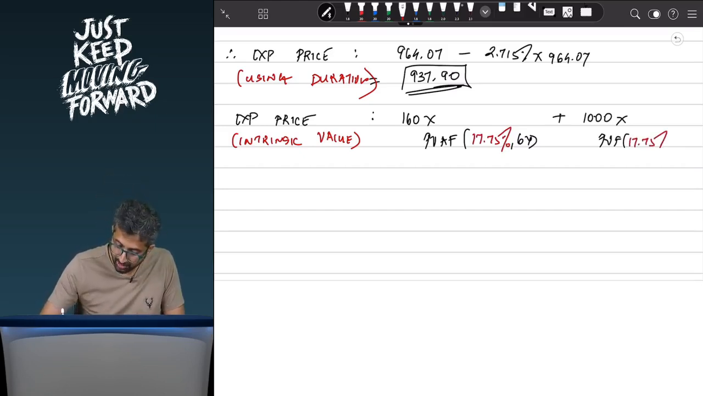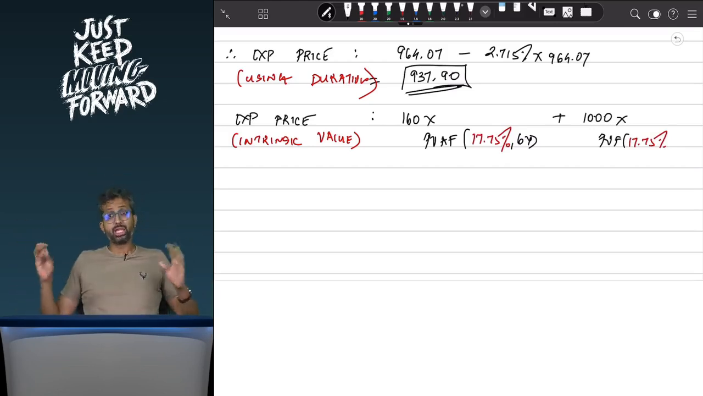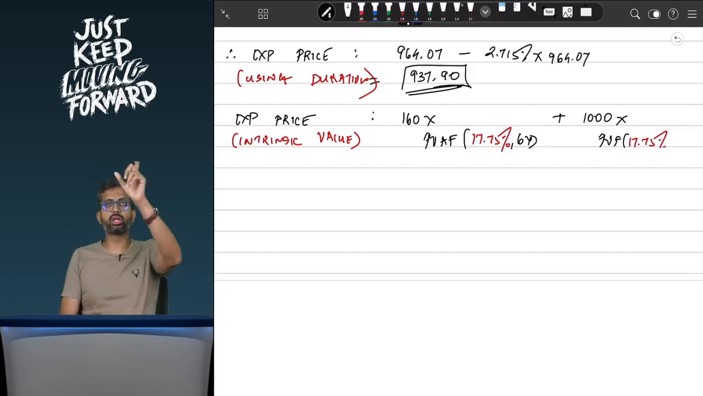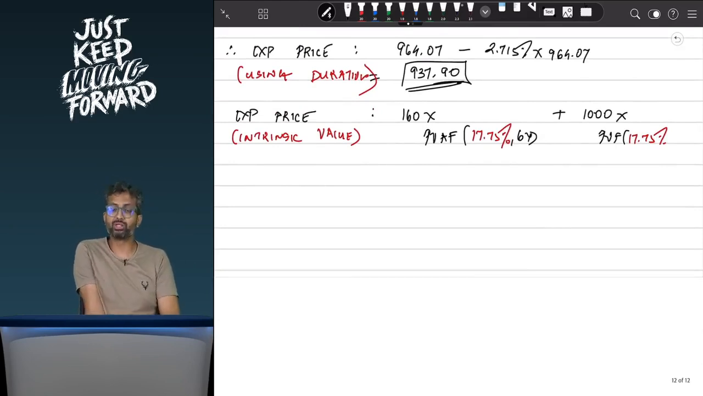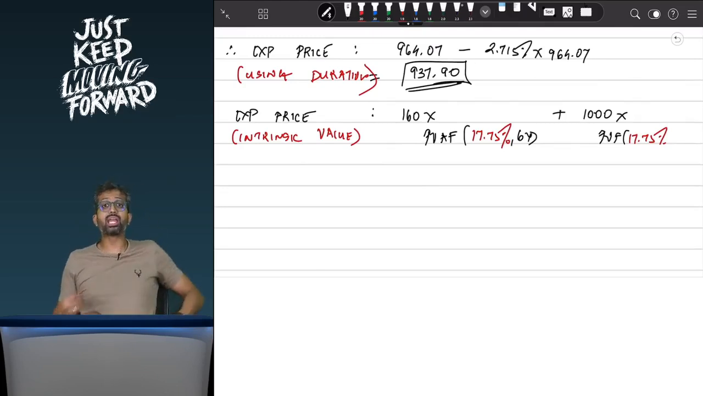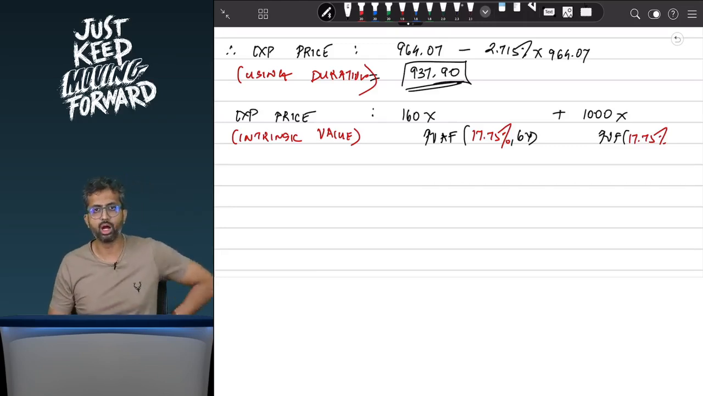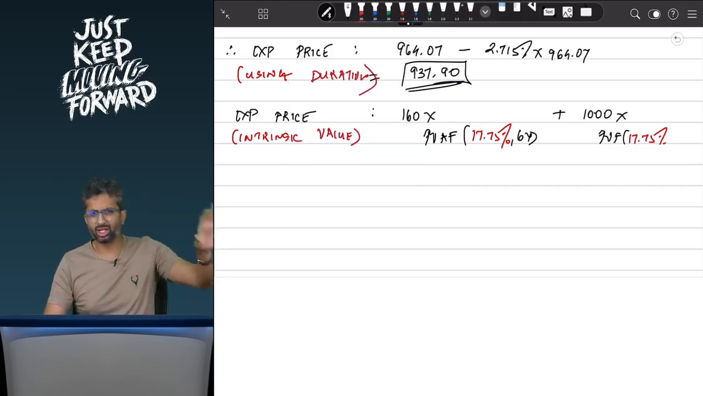So using the expected value method, I will say that yes, whatever be the duration, if I had to calculate using duration, I would say that okay, 3.62 was my volatility for a 1% change. I'm not changing 1%, I'm changing 0.75, so ideally 2.715% should be my change, and hence the price should be how much? That is expected price using duration, or volatility. However, if you have been asked in the exam, expected value using the intrinsic value method, in which case you would say forget the duration.